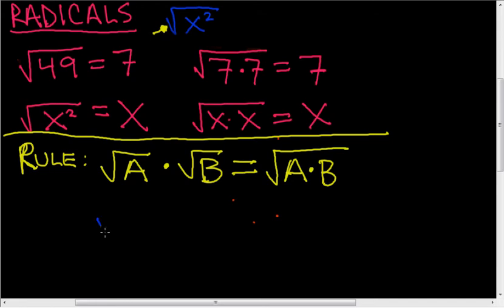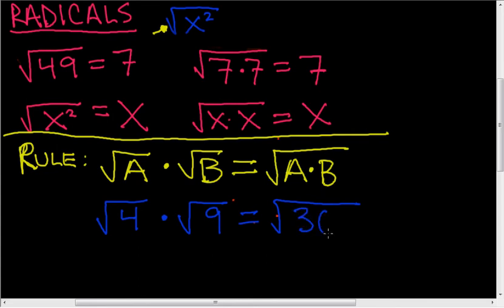So let's say I have the square root of 4 times the square root of 9. This rule tells me that if I have the square root of 4 times the square root of 9, that should be exactly the same as the square root of 4 times 9. 4 times 9 would be 36.